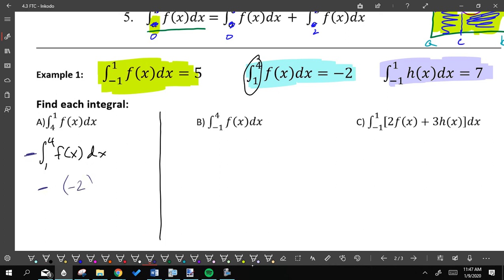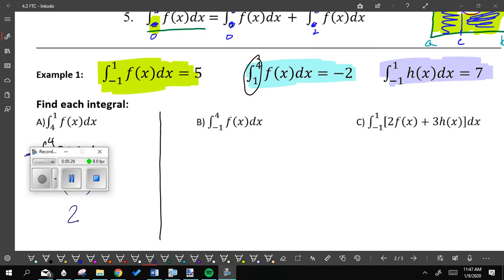Try B. Talk with your neighbor. Figure that one out. Here we go. We are trying to go f of x from negative 1 to 4. Which one of these bits of information up here do I need to use to go from negative 1 to 4? Yellow and blue. Be careful with your letters here. So I'm using the yellow one. The yellow one is telling me from negative 1 to 1.